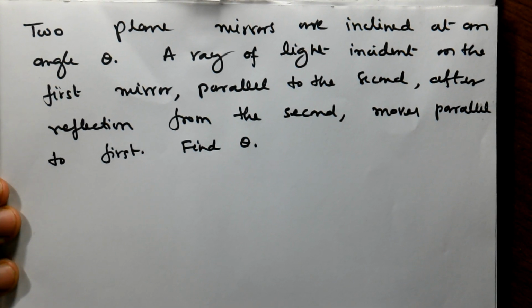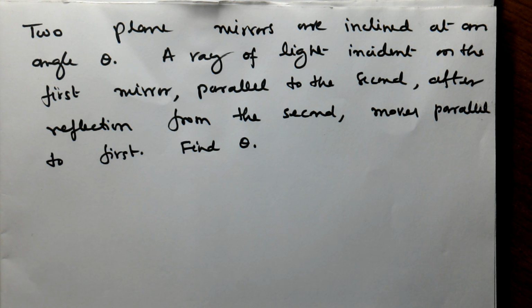2 plane mirrors are inclined at an angle theta. You see the sentences, a little bit horrible. A ray of light incident on the first mirror parallel to the second, after reflection from the second, moves parallel to the first. Find the angle theta. That is the angle of inclination of the 2 mirrors.